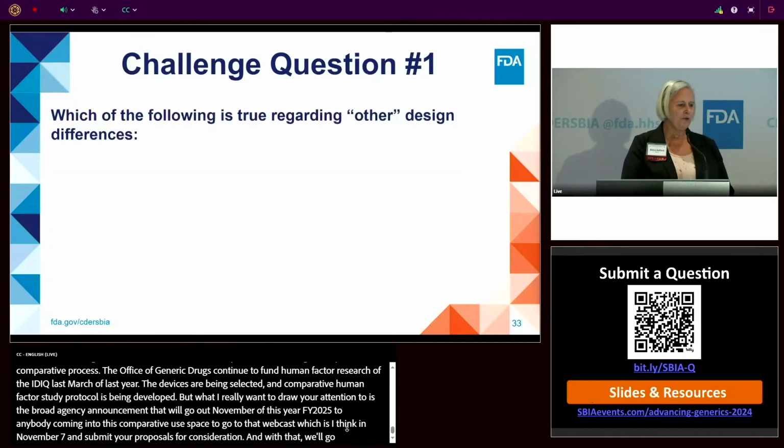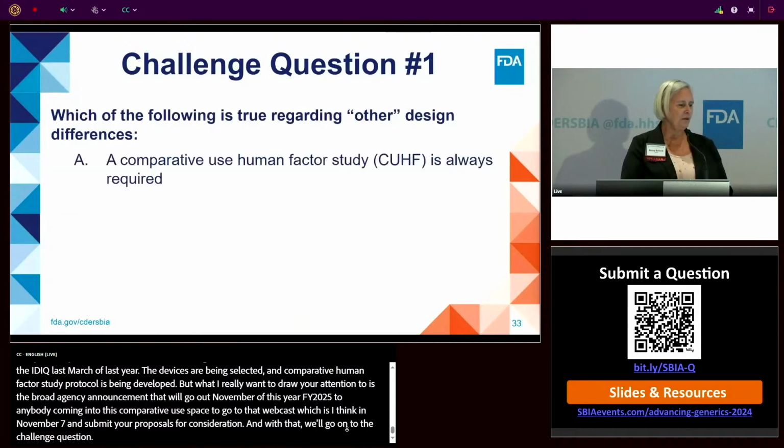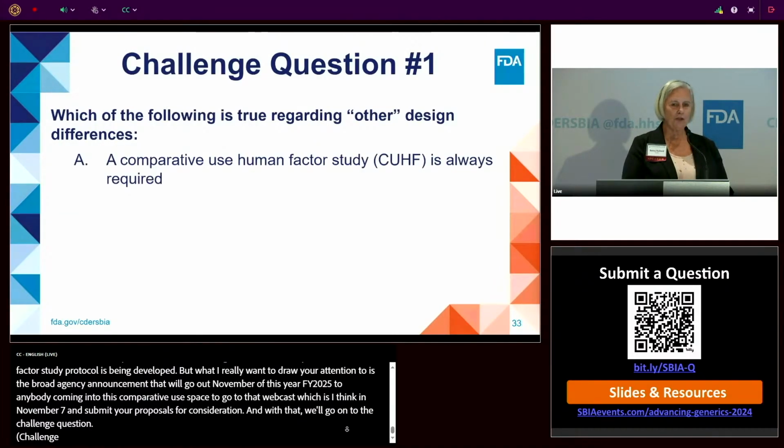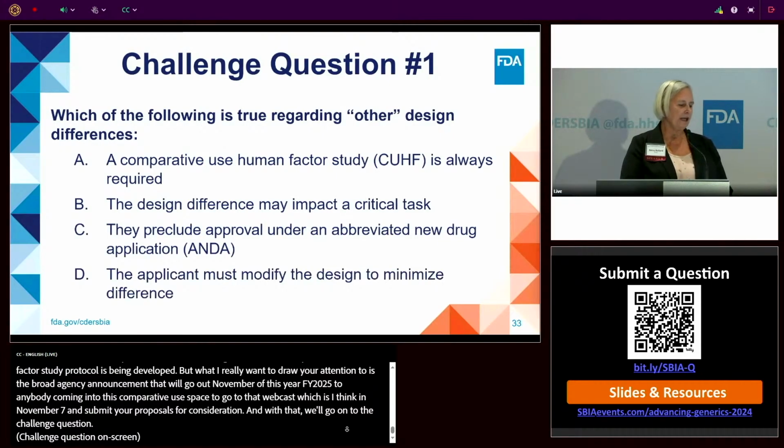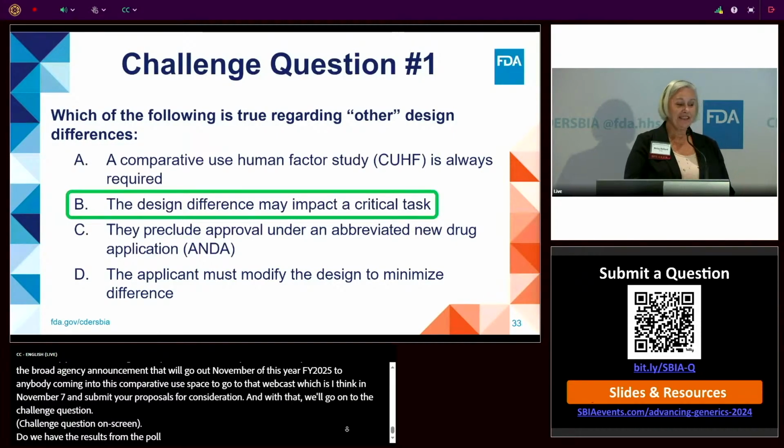Which of the following is true regarding other design differences? A comparative use human factors study is always required. The design difference may impact a critical task. They preclude approval under an abbreviated new drug application, or the applicant must modify the design difference to minimize it. Do we have the results from the poll? They're not coming up, so that's what I'm asking. Okay, the answer is the design difference may impact a critical task.